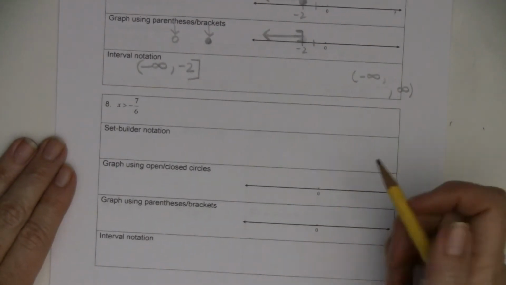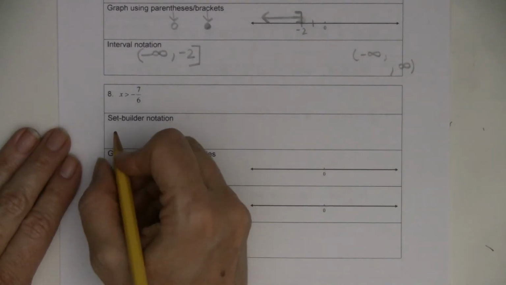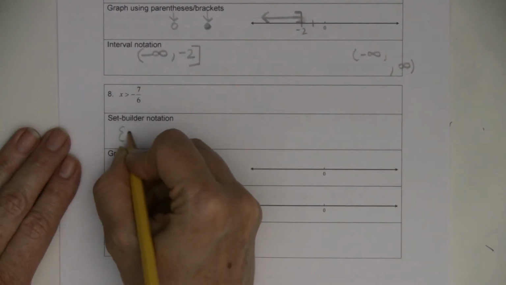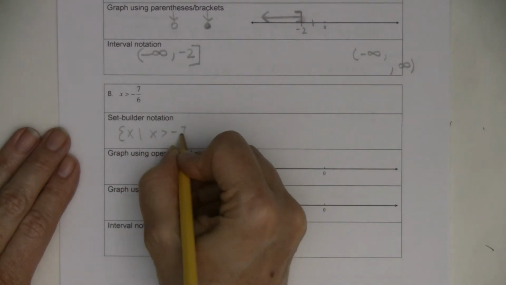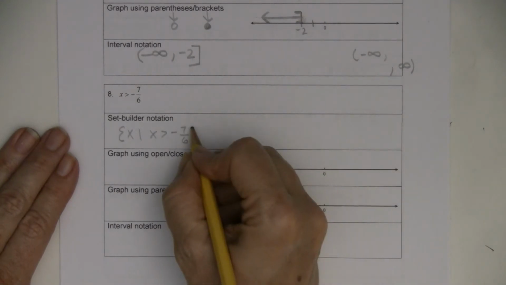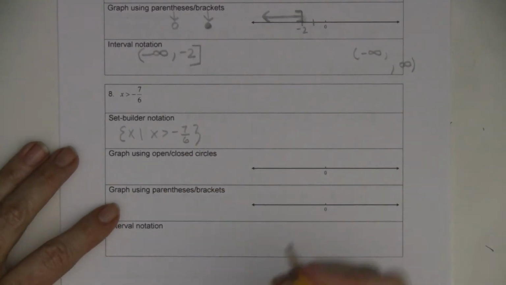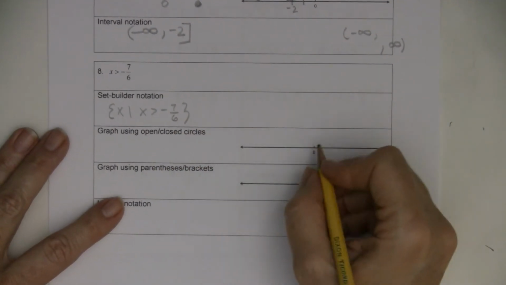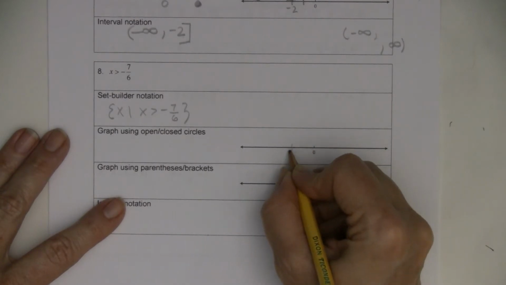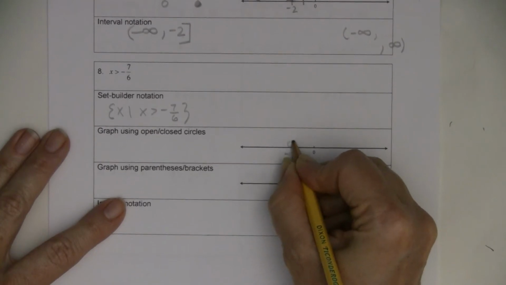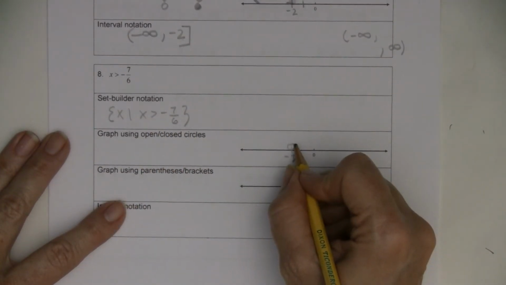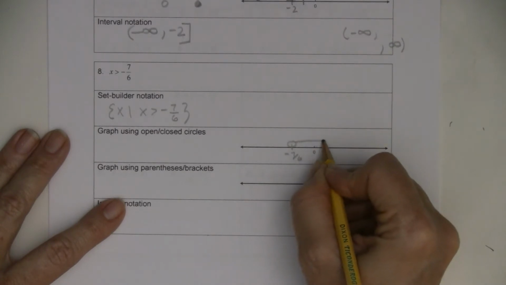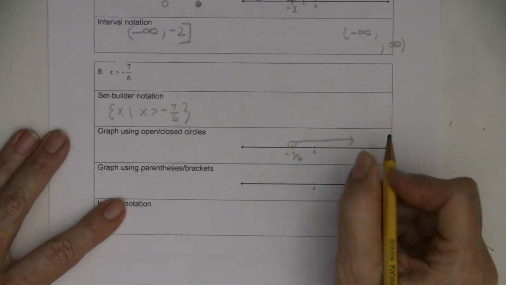Okay, so we're going to try one more here. That was problem 2 out of your book. This is problem 8 in your book. Write it in set builder notation. The set of x such that x is greater than -7/6. And use open and closed circles. So -7/6 is somewhere right here, -7/6. And it's an open circle because it's greater than, right? Not greater than or equal to. And the things that are larger than are this direction.